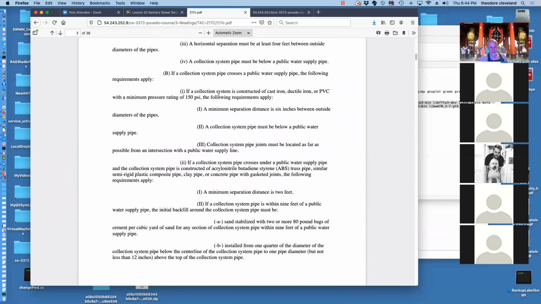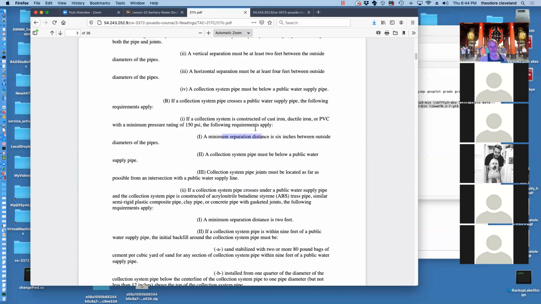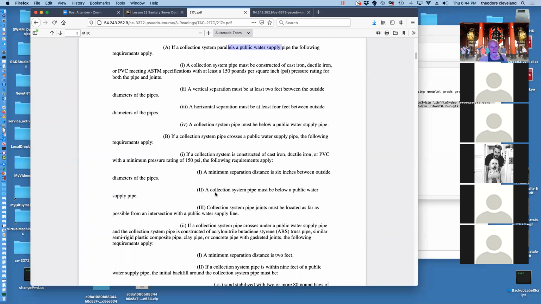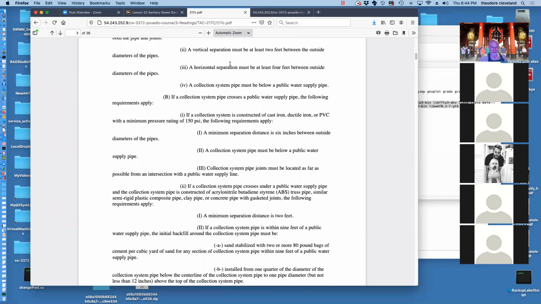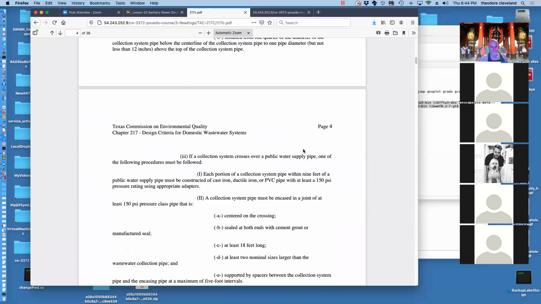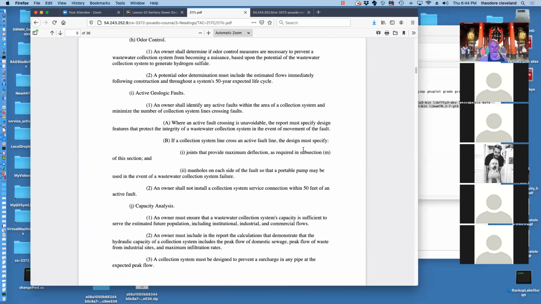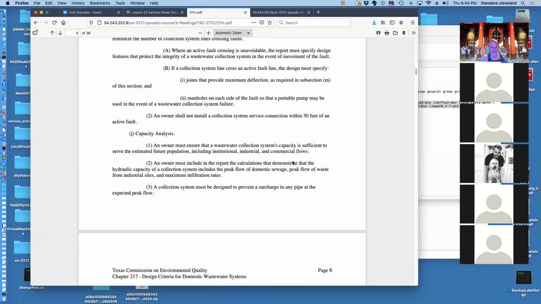And the next section discusses separation distances between sewage and water supply pipes. And there's a list of criteria that are supposed to be met. And if it can't be met by separation, then we upscale the material choice. And discuss what to do in active geologic faults.